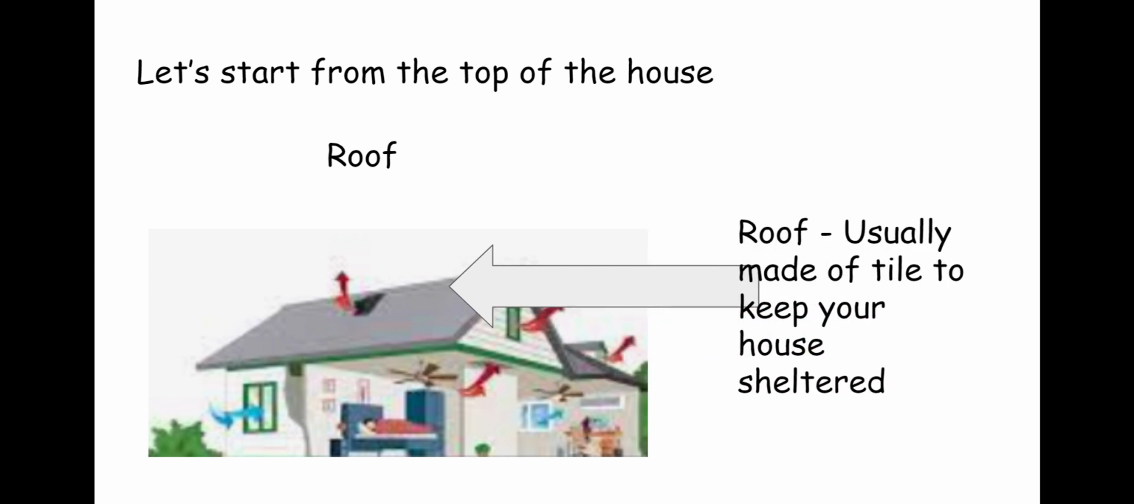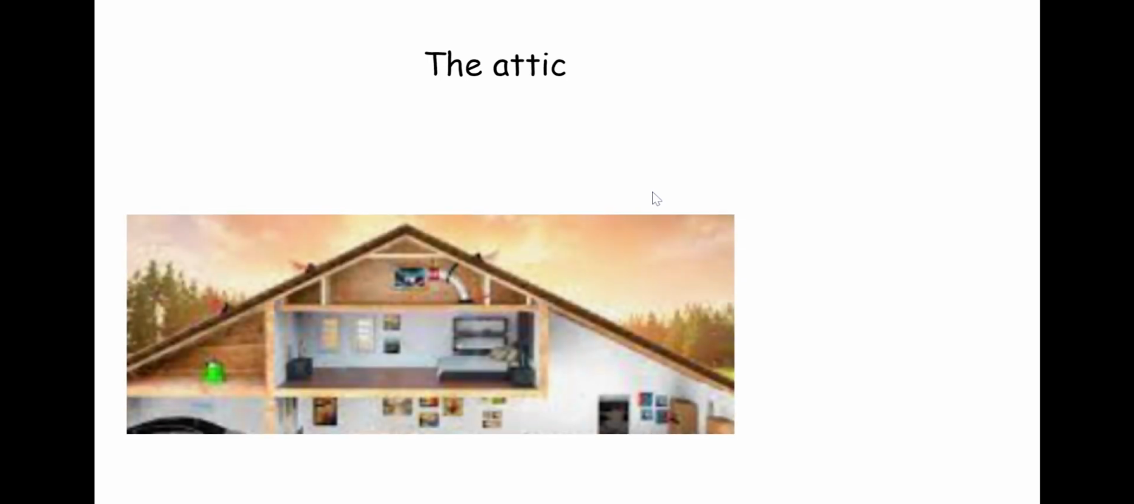A roof is usually made of tile to keep your house sheltered. If we didn't have the roof, especially in England, we'd get lots of rain in the house. So a roof keeps your house sheltered. So that's a roof. The attic.